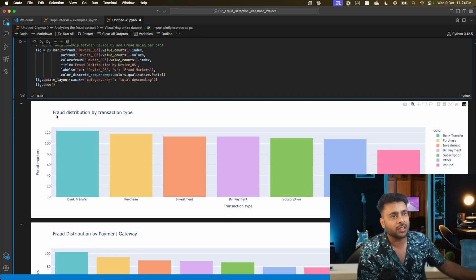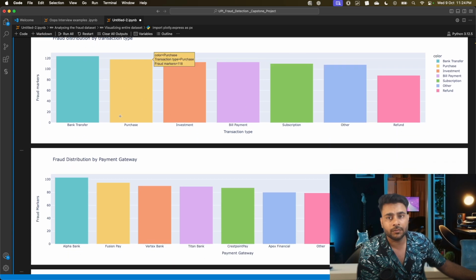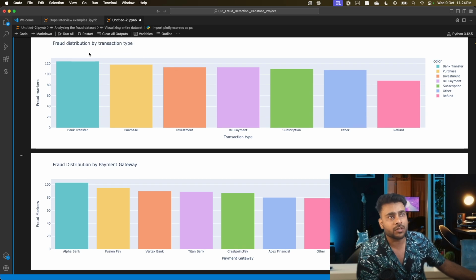The first one we have is a bar graph, which is fraud distribution by transaction type. This is already sorted in descending order, so the left one is the highest contribution towards fraud. On the right-hand side you have the labels. We can see that it's very colorful, and as I take my cursor to these bars, I can see the exact number.